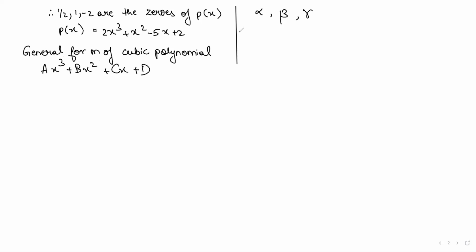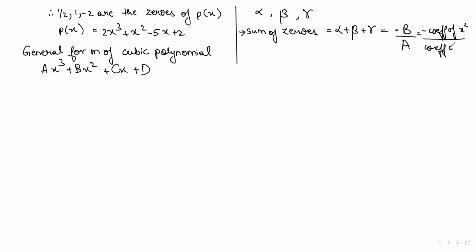Now, there are three relationships between zeros and coefficients that you verify. First is the sum of zeros. Sum of zeros is alpha plus beta plus gamma. And this value should be equal to minus b upon a. That means minus coefficient of x squared upon coefficient of x cubed.